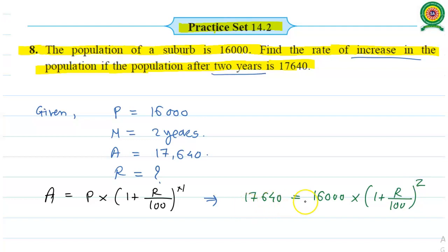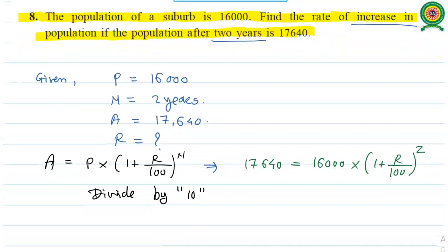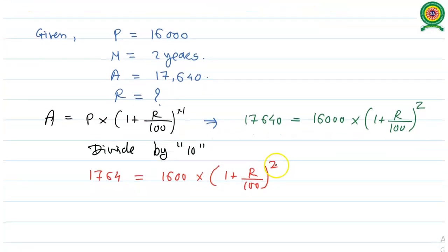Now look at the LHS and RHS numbers. We have 17,640 and 16,000. Both are divisible by 10. So I am writing one statement, divide throughout the equation by 10. So 17,640 divided by 10 we get 1,764, that is equal to 16,000 divided by 10, we get 1600 into 1 plus R divided by 100, the whole square. Now once there is a square and under that we have the variable R.